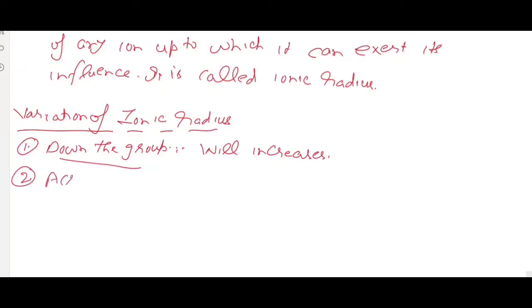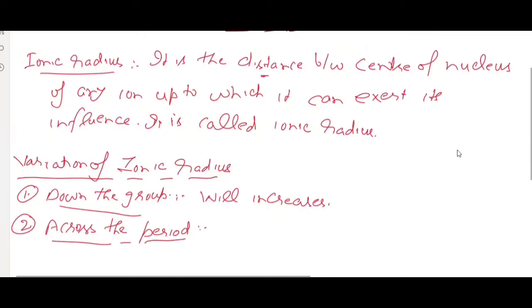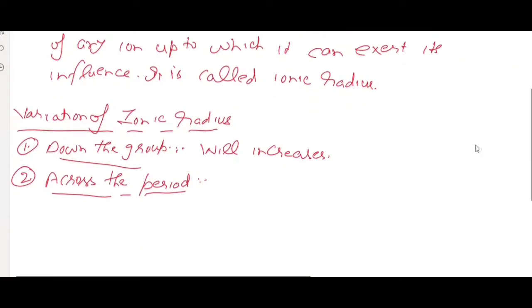Second point, across the period. As we move across the period from left to right, what will happen? The number of shells remains the same, but atomic number, protons as well as nuclear charge will increase. So what happens with the increase in nuclear charge? The forces of attraction between the nucleus of any ion and the electrons present in the outermost shell will become stronger and stronger. And we know forces and distance are inversely proportional to each other. So the distance between the center of the nucleus of any ion up to which it can exert its influence will decrease. It means ionic radius will decrease. So as we move across the period, ionic radius will decrease, and as you move down the group from top to bottom, ionic radius will increase. So this is about ionic radius.